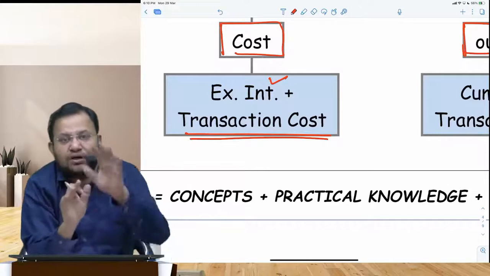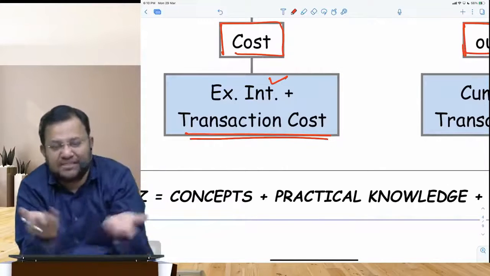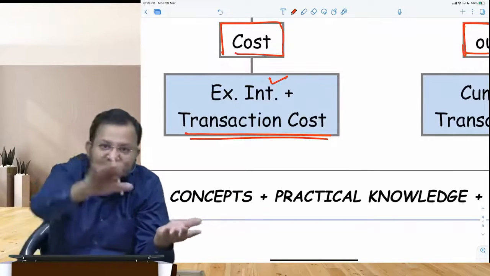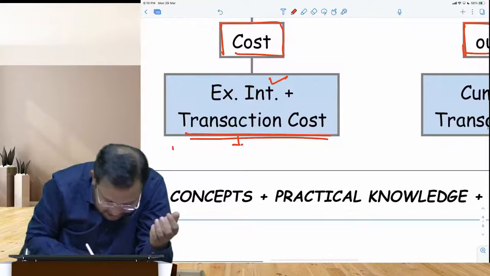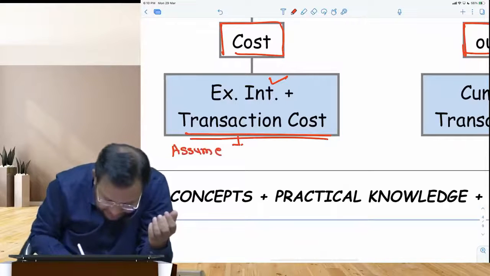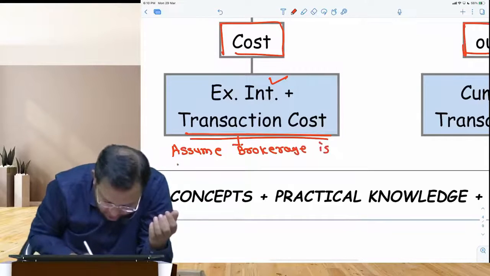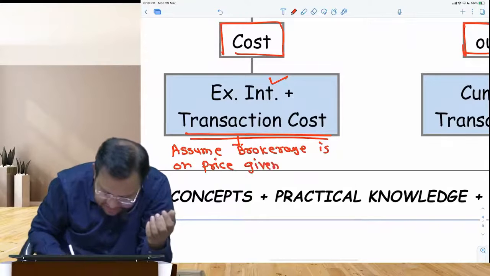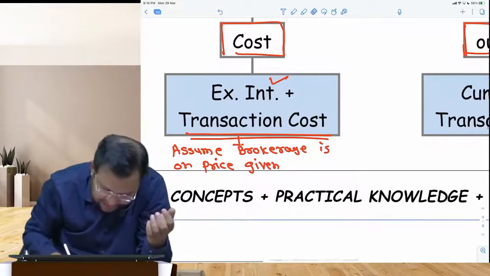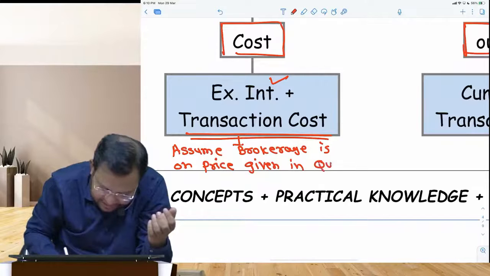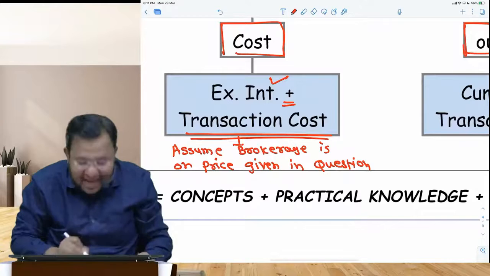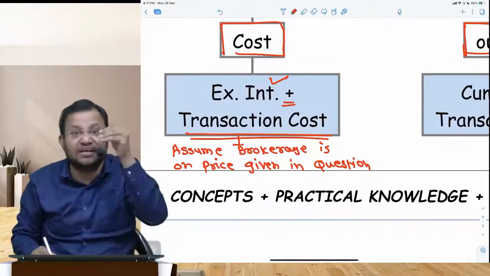Now brokerage should logically be on cum-interest price, because always in real life on the stock exchanges, whatever prices are there are always cum-interest price. But for exam purpose, assume brokerage is on the price given in the question. So the price given in the question can be either cum-interest price or it can be ex-interest price. So at the time of purchase, brokerage is added. At the time of sale, brokerage is deducted.